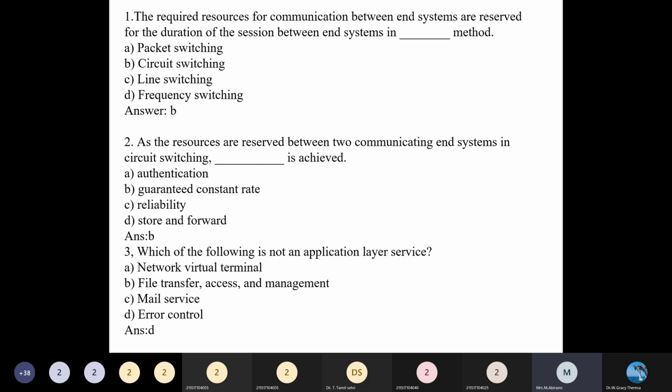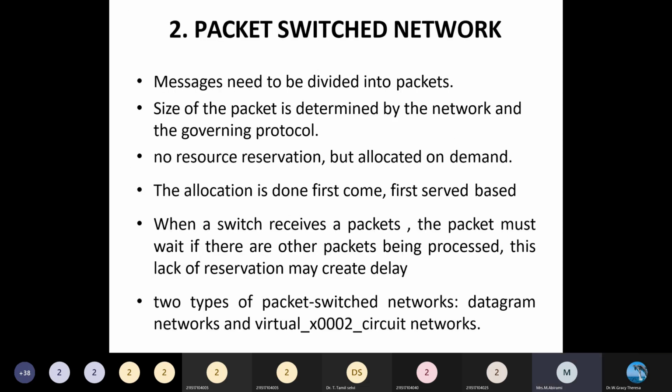Okay, so third one, which of the following is not an application layer service? File transfer, and so on. The options are message circuit switched network, and the second one, packet switched network. So in switched networks, the classification has two ways: circuit switched networks and packet switched networks. Okay, now we discussed circuit switched. So the next one is a packet switched network.